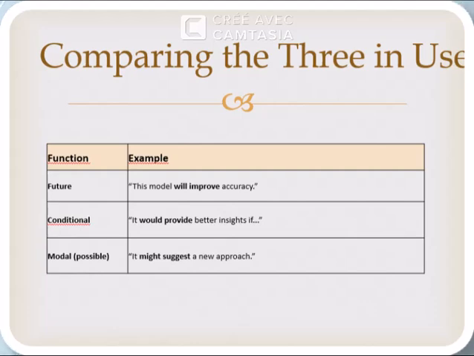And finally, we have the modal for possibility. It might suggest a new approach. This shows a lower level of certainty. It's more cautious and is often used when we're suggesting a potential outcome without making a definite claim. So, as you can see, the choice between these forms helps us control the tone of our writing, from confident to cautious, depending on the level of certainty we want to express.